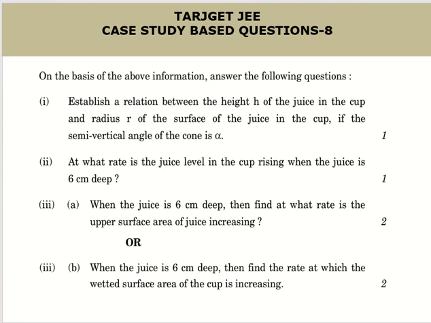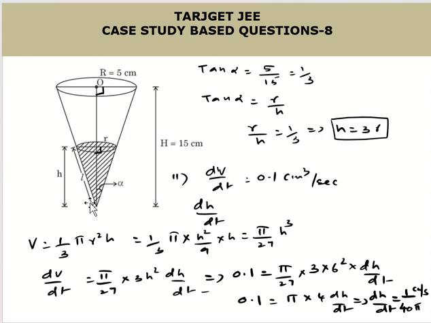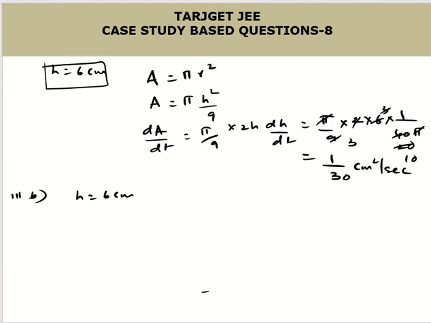The next question is, when the juice is 6 centimeters deep, find the rate at which the wet surface area is increasing. So subdivision 3b. So h is equal to 6 centimeters. What is the wet surface area? The wet surface area is nothing but the curved surface area of the cone. So we are asked to find out dS by dt, where S is equal to pi r l.